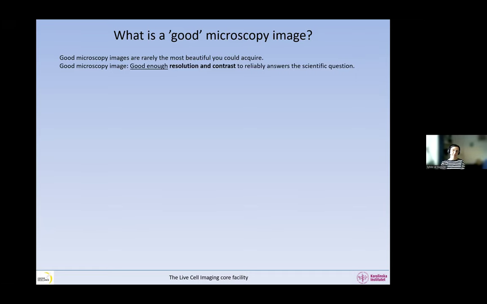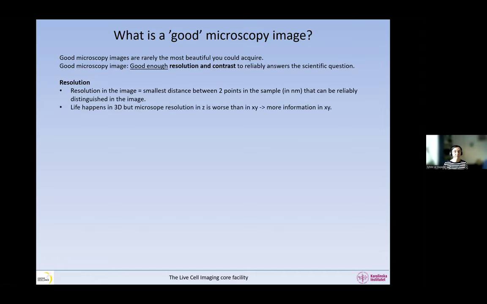A good microscopy image is an image that is good enough in resolution and contrast to reliably answer the scientific question. We have a very convenient word in Swedish called lagom that means good enough. It's not too much and it's not too little. It's just right. So the resolution is the smallest distance between two points in a sample, in nanometers, that can be reliably distinguished in the image. This we have seen last week.